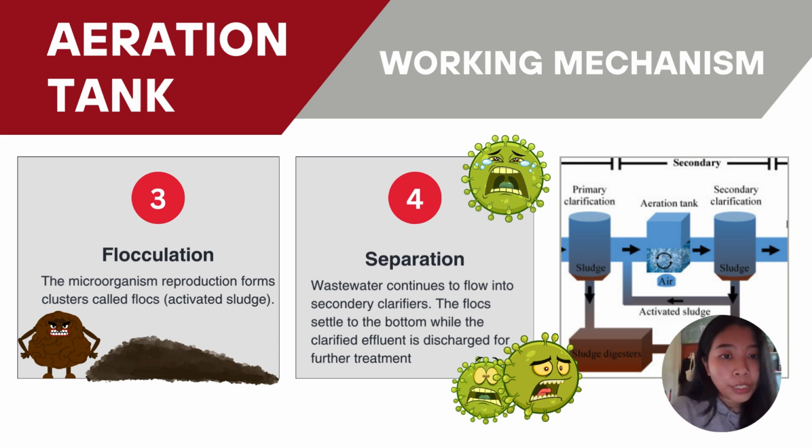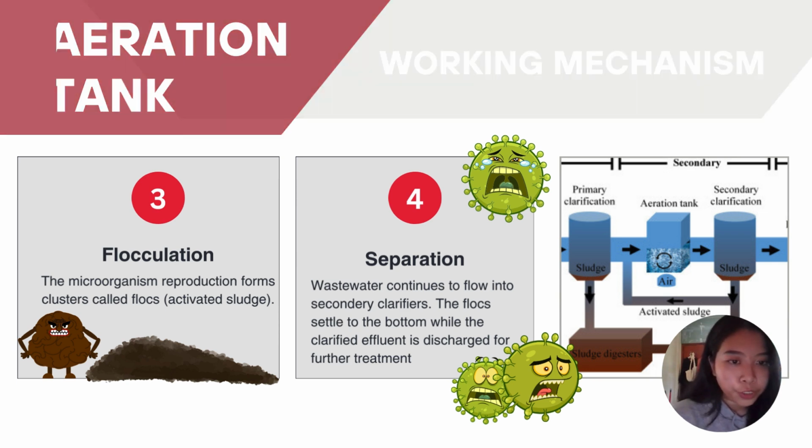From the picture, we can see that the activated sludge that settles at the bottom of the tank produces a blanket of sludge. This sludge will then be recycled back to the aeration tank to maintain a high concentration of microorganisms. Meanwhile, the sludge that cannot be recycled back will be removed from the system for further treatment or disposal, as can be seen in the figure.